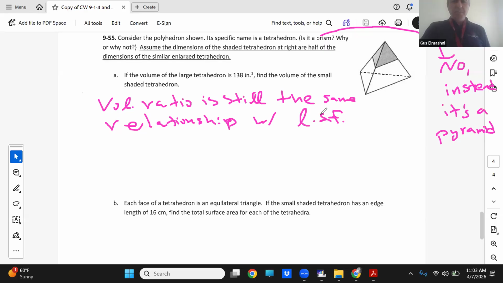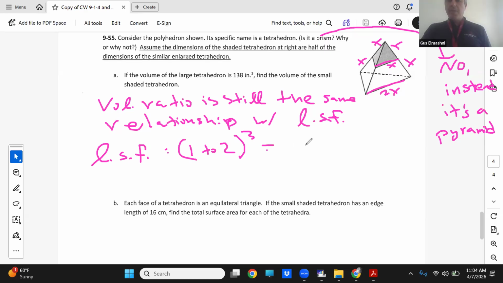So they say that it's half. So if this were x, then this would be 2x. So that has to be double this. So what's the linear scale factor, guys, between the small and big? 1 to 2. So if I cube it, I get 1 to 8. That's the volume ratio.